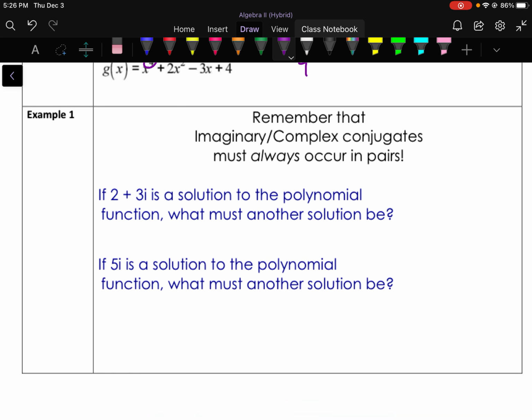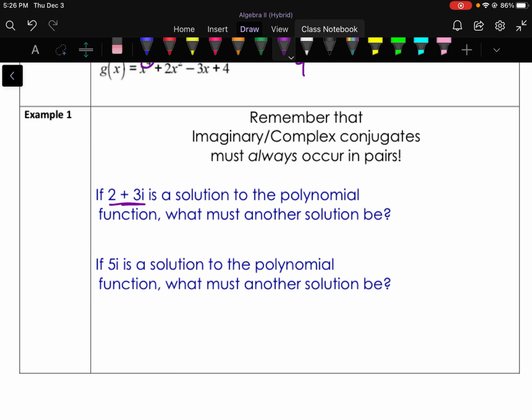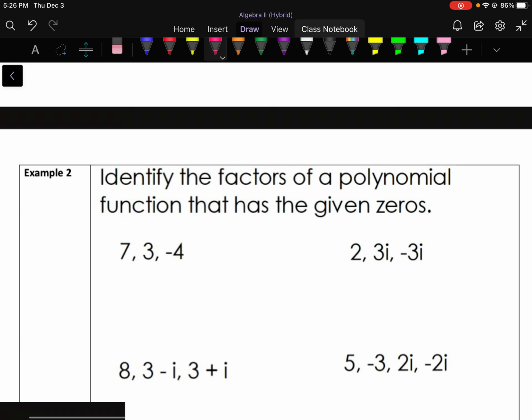Remember that imaginary complex conjugates always must occur in pairs. So for example, if you have 2 plus 3i as a solution, you must also have 2 minus 3i. The conjugate's just the same two numbers, just sign change. So if 5i was a solution, then negative 5i would also be a solution.